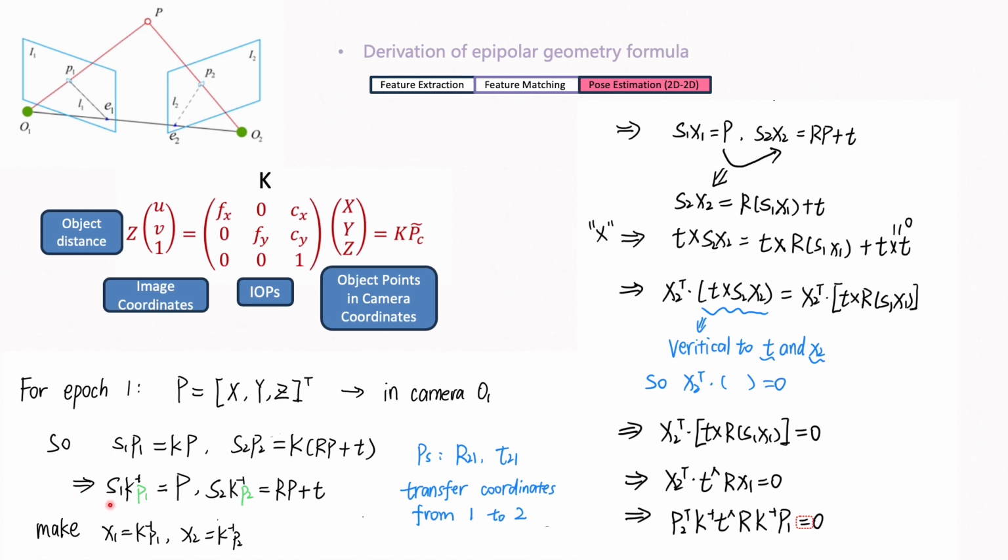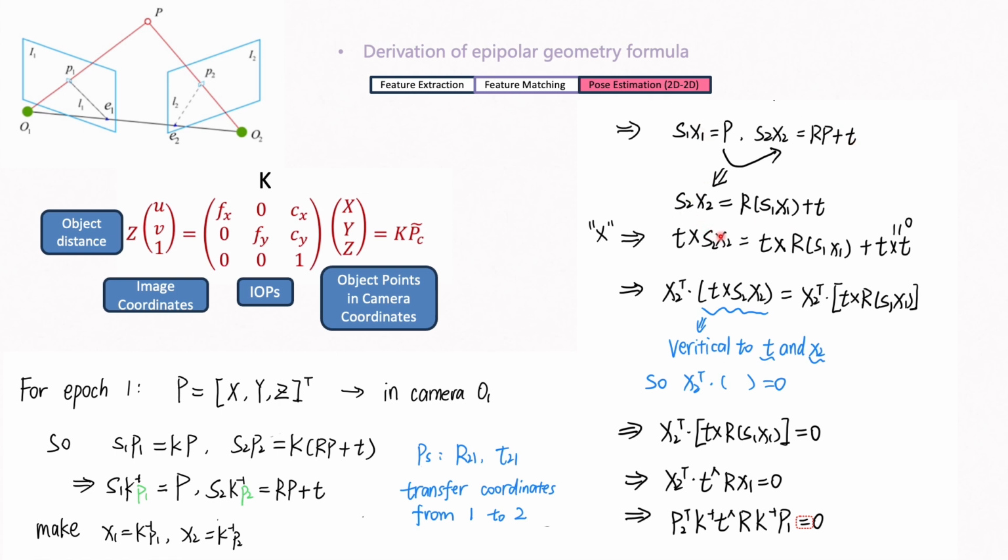Here we multiply both equations by K inverse, and we assume x1 equals K inverse P1 and x2 equals K inverse P2, where P here are the pixel coordinates, which means the feature points on every image, like the UV1. So now we put this equation into this equation. We can derive it here.